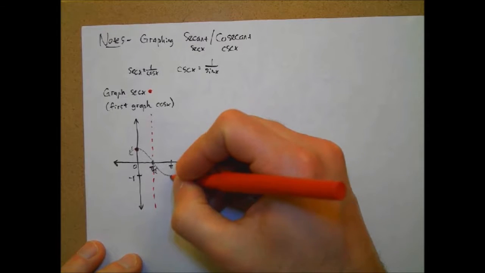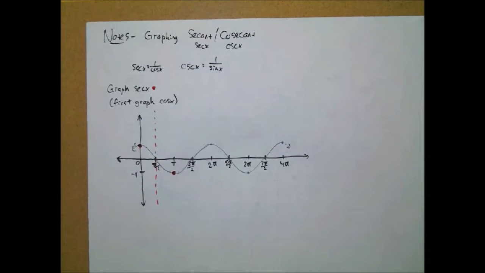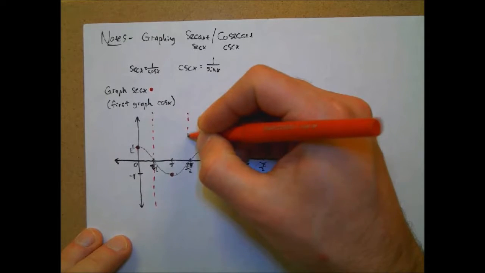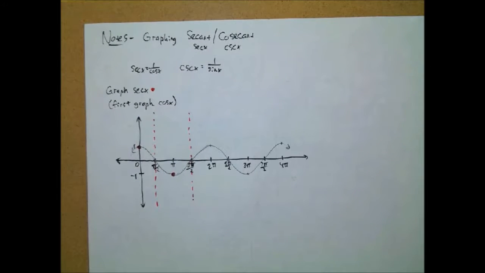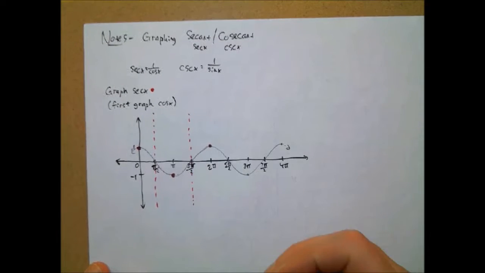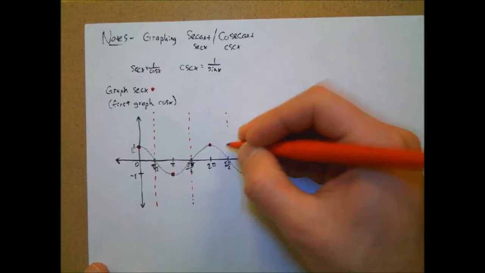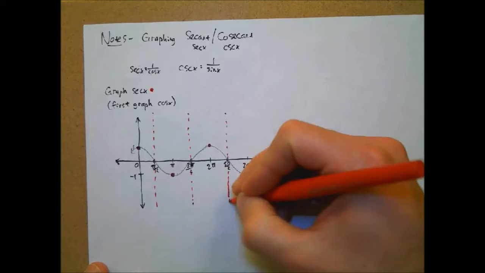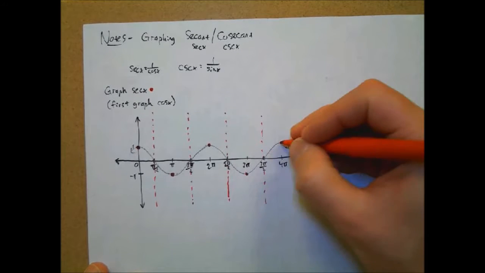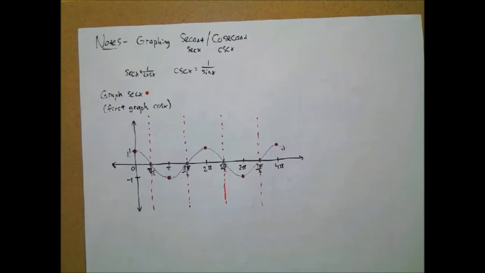Okay, and then at 3 pi over 2, what will secant have? Well, what's the reciprocal of 0? It's going to be undefined, so we'll have another vertical asymptote here. Okay, and then at 2 pi we're going to be back at 1, and the reciprocal of 1 is 1. So basically, everywhere we have a 0, we're going to have a vertical asymptote. So we have these repeating irregularities along with these points as well.